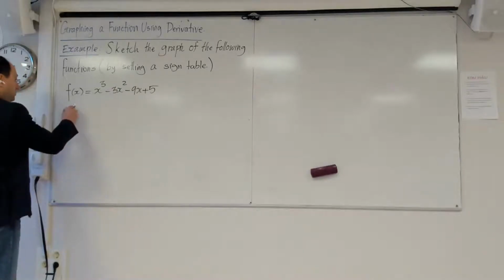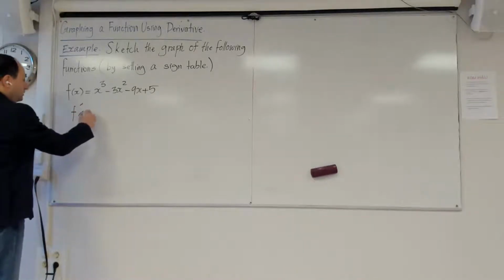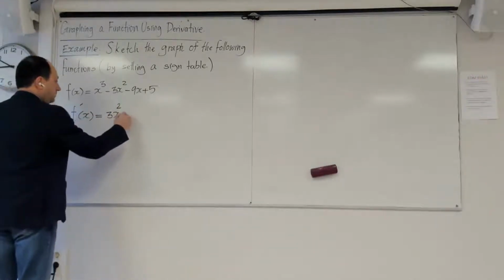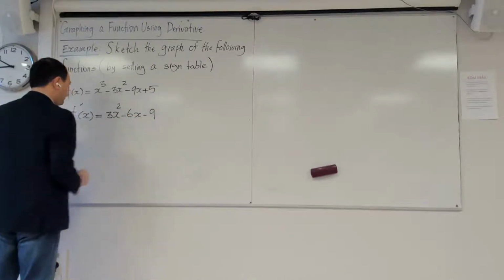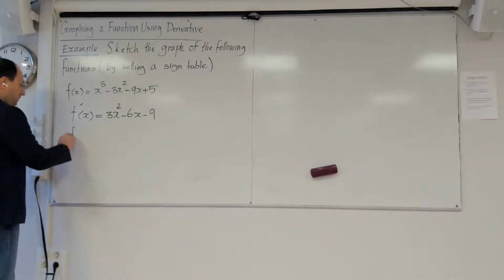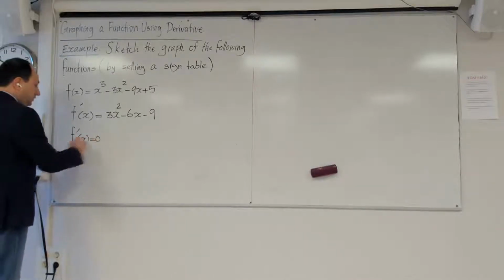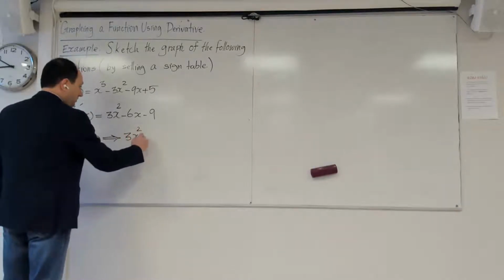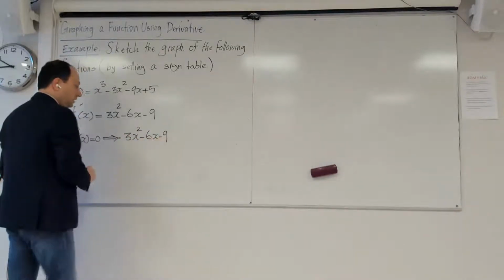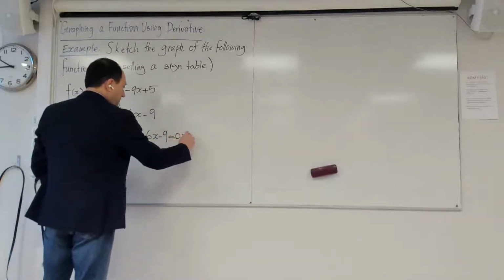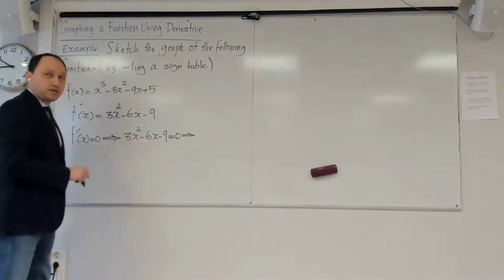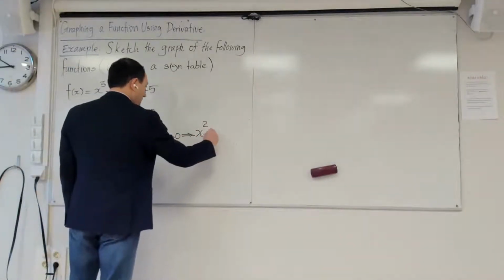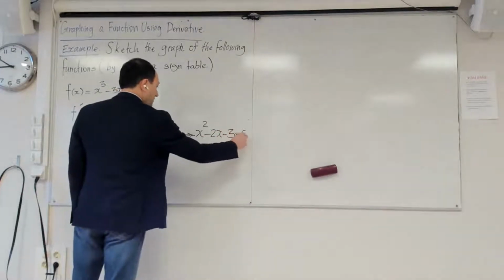If you remember, the first thing I have to do is to differentiate the function. Here it's easy: 3x squared minus 6x minus 9. The second step is to equate that derivative to 0 and find the possible roots. So 3x squared minus 6x minus 9 is equal to 0. For simplicity, all of them are divisible by 3, so I divide by 3 to work with smaller numbers. This becomes x squared minus 2x minus 3 equals 0.